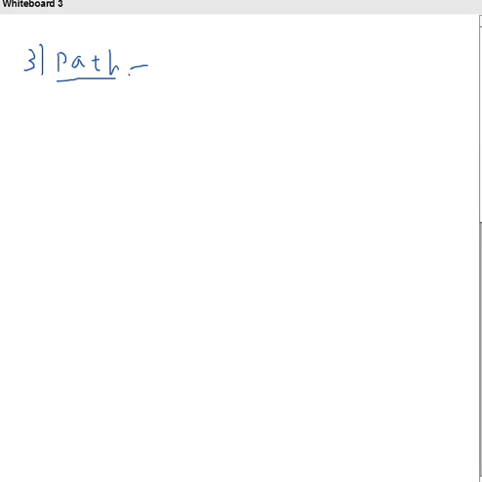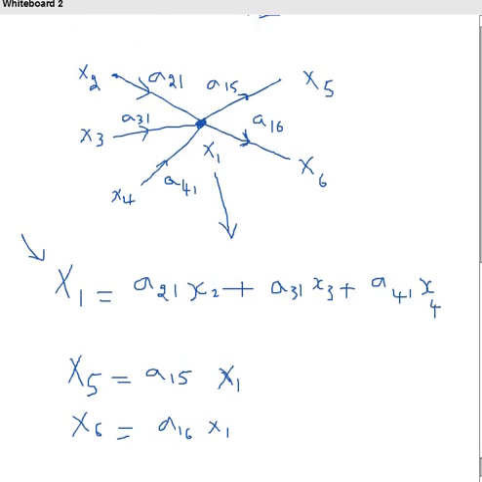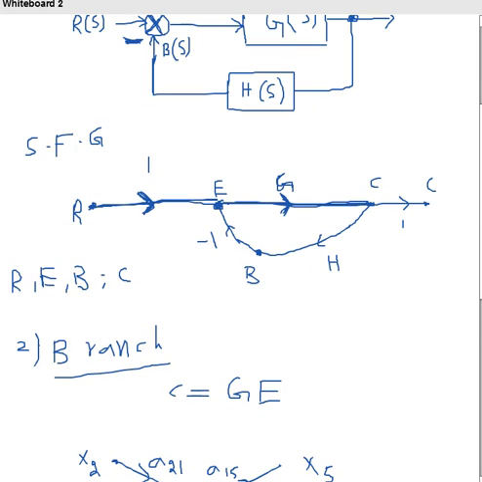It is a traversal of connected branches in the direction of the branch arrows such that no node is traversed more than once. So in this figure, tell me how many paths are there. I'm repeating the definition of path. It is the traversal of connected branches in the direction of the branch arrows such that no node is traversed more than once. Three paths are there. What are the paths? Tell me.